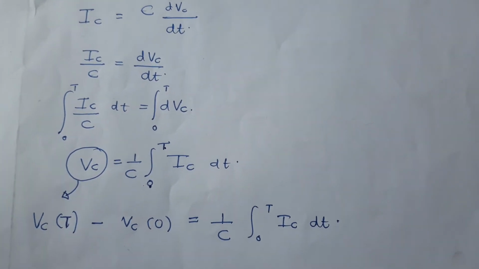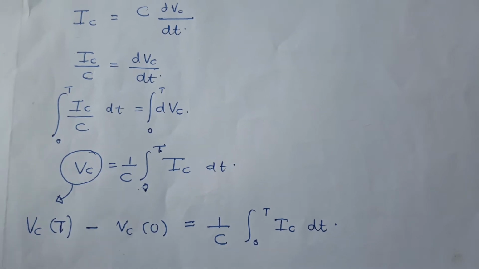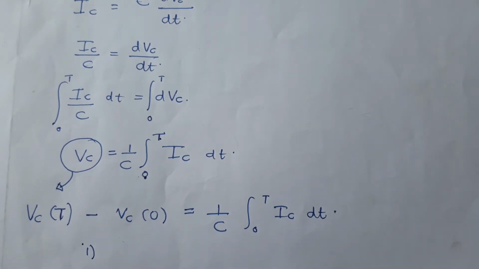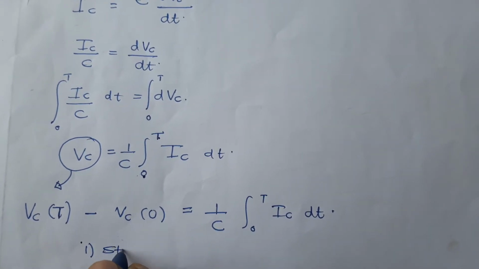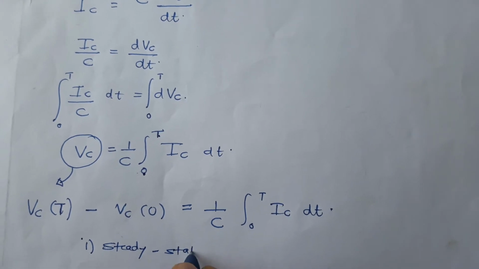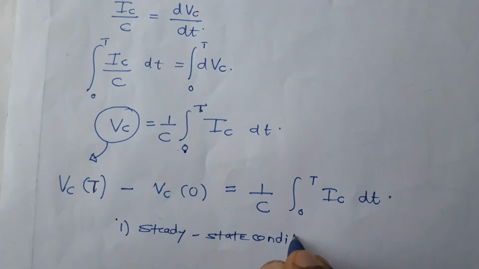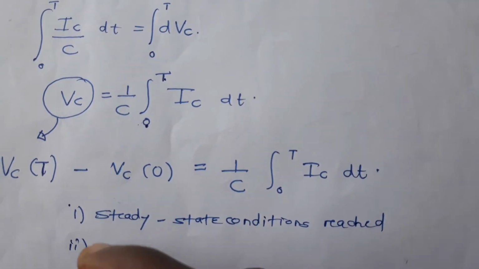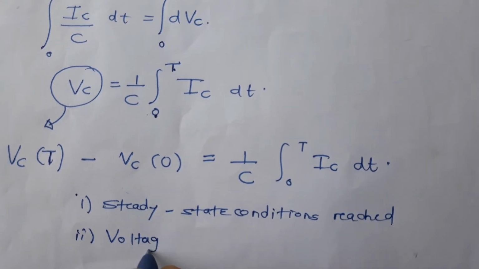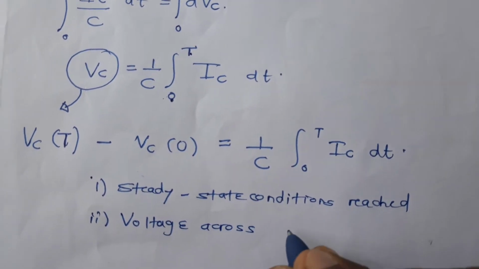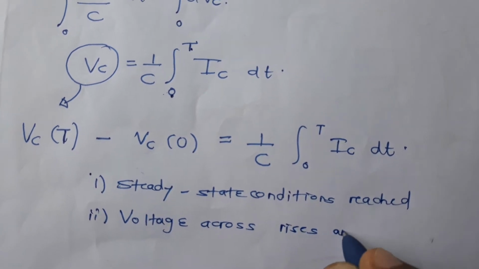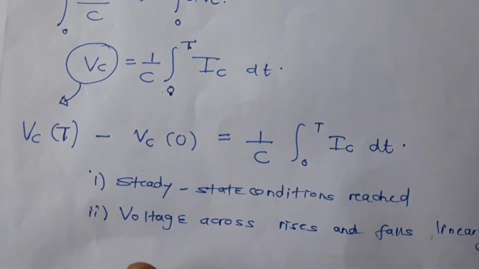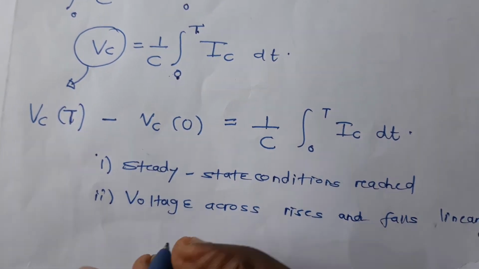Now, as in the previous video on the volt-second balance rule, we make some assumptions here. The first assumption is that the steady state conditions have been reached. The second assumption is that the voltage across the capacitor rises and falls linearly.